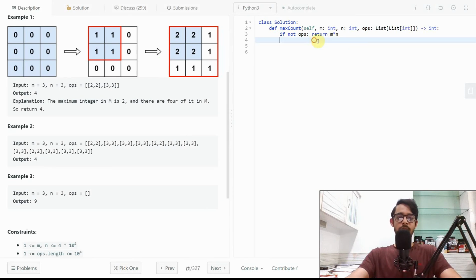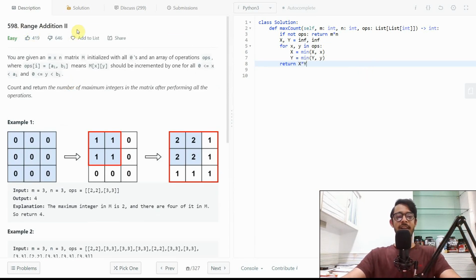And so we'll actually code this up. We'll have a capital X and capital Y representing two values, and we'll iterate over operations, and we'll have x equal to the minimum of x and the current x. So we'll actually put in x comma y. We'll have y similarly as the minimum of whatever y was, and if you can give me a new y which is lower, at the end returning x times y. And this is it for the solution of the problem Range Addition 2.